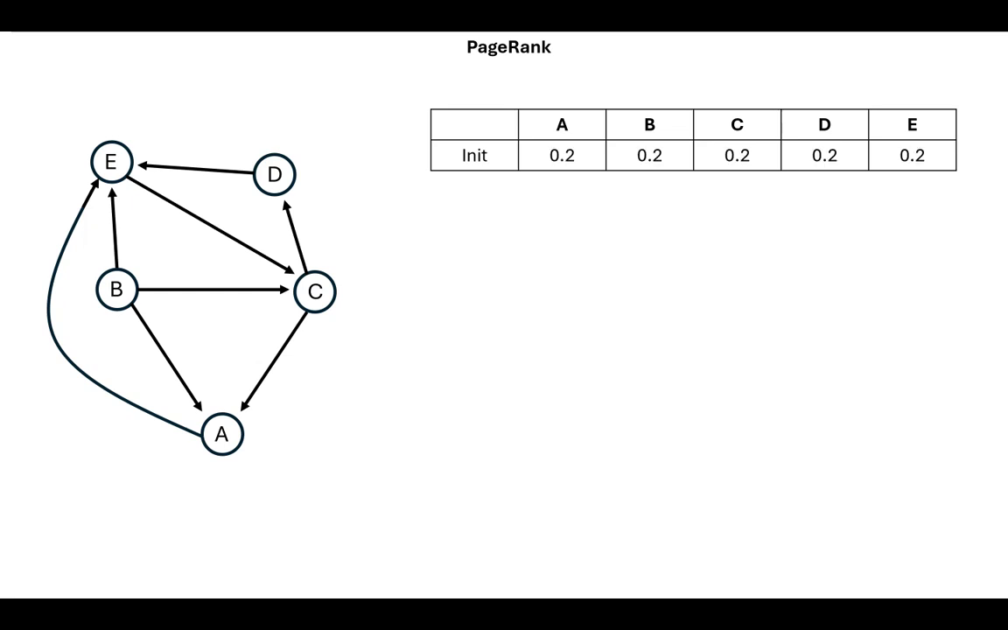We initially assign every page a rank of 1 divided by 5, or generally 1 divided by n for n pages. Some implementations set each rank to 1, which does still create a ranking, but the probabilities don't work out as nicely. So in VCE Algo, we always set them to 1 divided by n. And if we do this, the page ranks will always sum to 1. Next, we consider each page in turn.